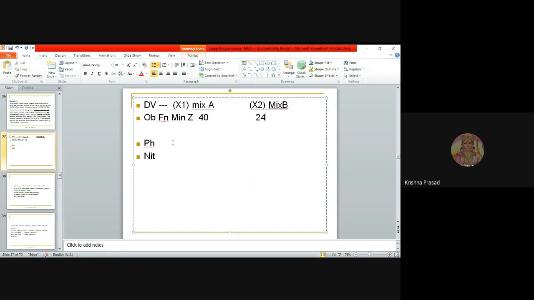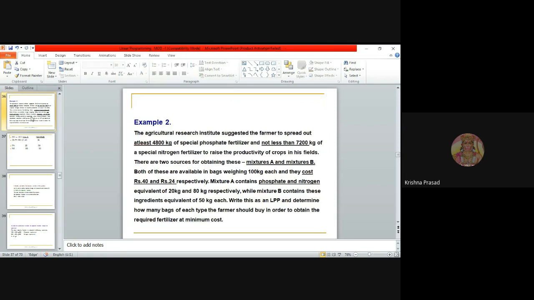Got it. Then how many kgs of phosphate is required for mixture A? 20 kgs of phosphate. And what is the total kgs of nitrogen which is required? 80. And how many kgs of phosphate for mixture B? 50. And how many kgs of nitrogen? 50 again. Okay. Let us go to the first line.